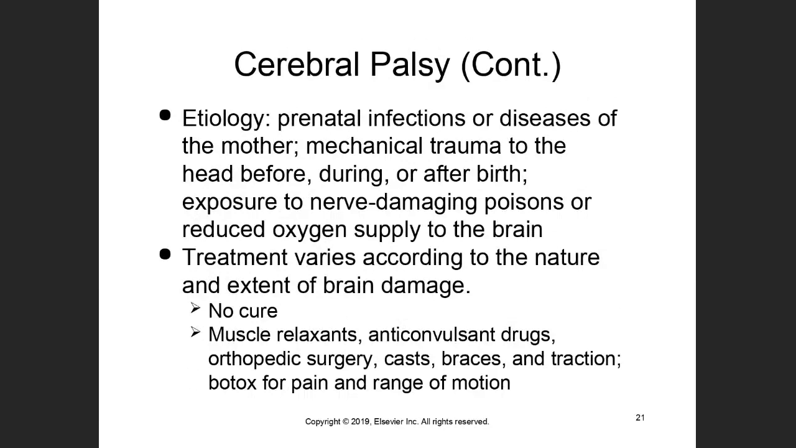Etiology: neural infection or disease of the mother, mechanical trauma, hypoxia before, during, or after birth, exposure to nerve-damaging poisoning, or reduced oxygen supply to the brain. That's one of the most common causes. Treatments vary according to the extent of brain damage. No cure. Muscle relaxants, anticonvulsant drugs, orthopedic surgery, cast, brace, contraction, Botox for pain and range of motion.